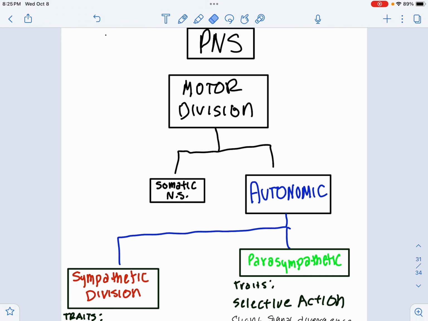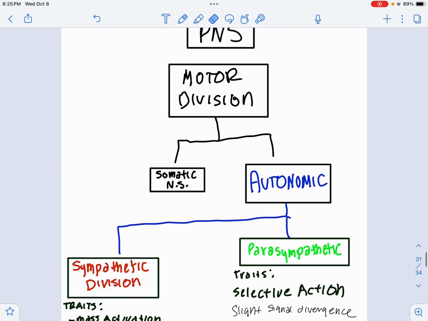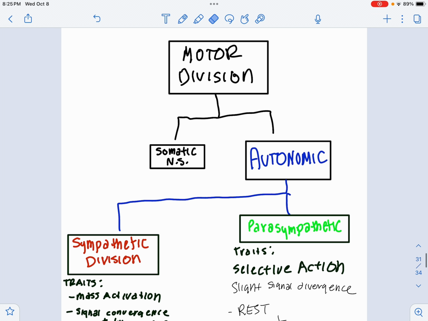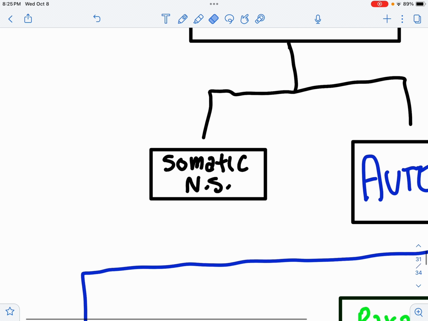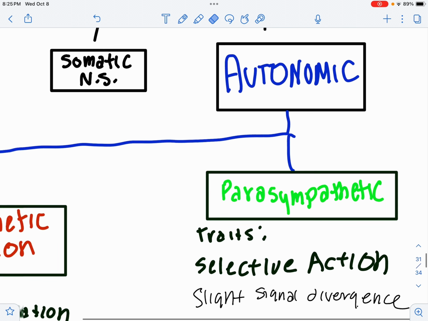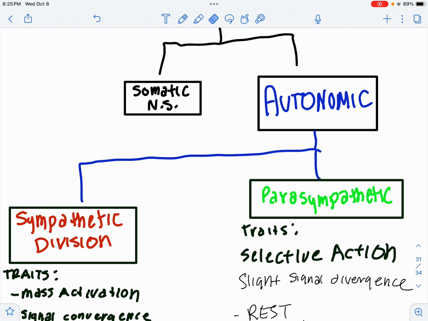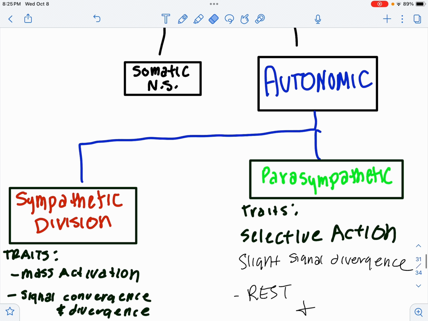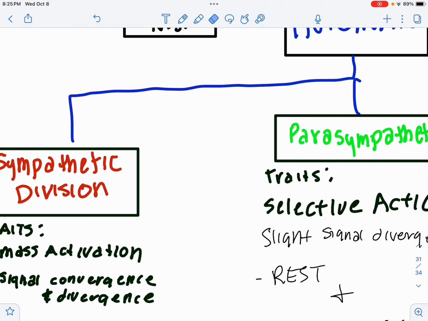Today I will be explaining the peripheral nervous system, specifically the autonomic nervous system. The autonomic nervous system consists of involuntary organ functions our body does, while somatic is voluntary organ movements and muscle movements. Specifically, the autonomic is divided into two divisions: the sympathetic division and the parasympathetic division.